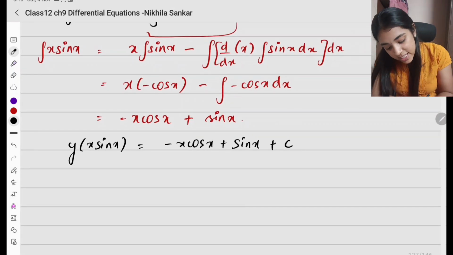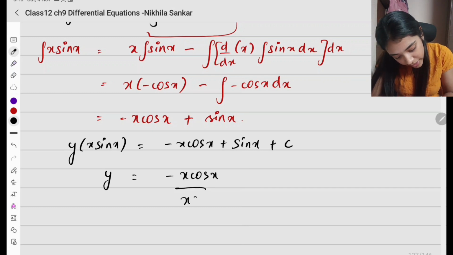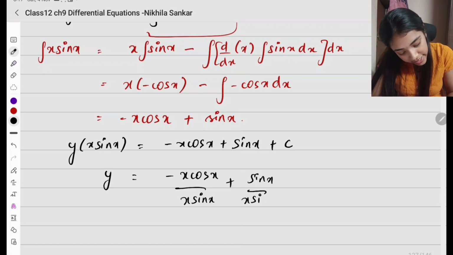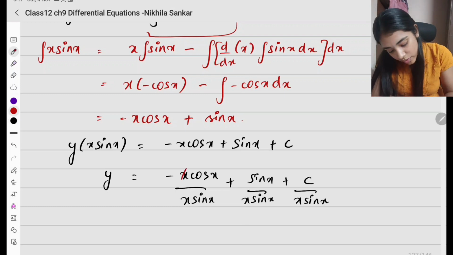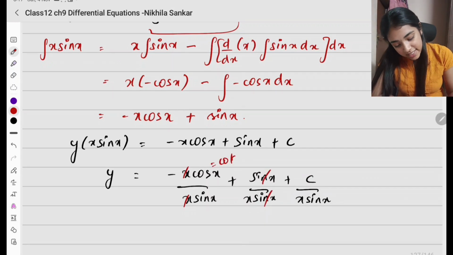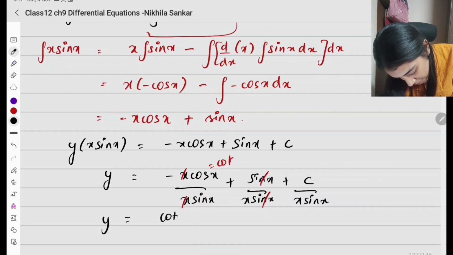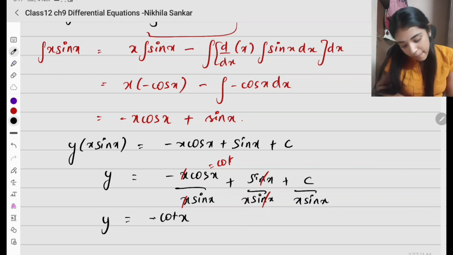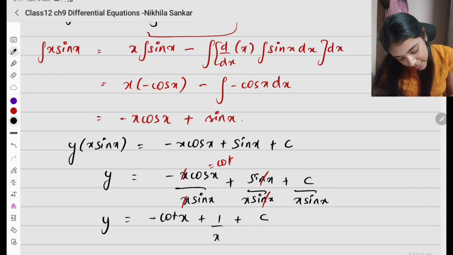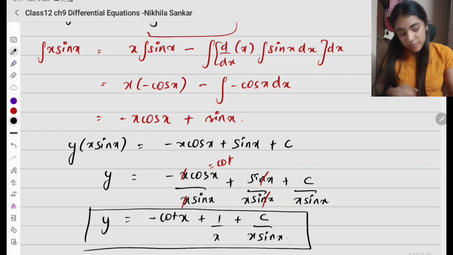Dividing the whole equation by x sin x, I have y equals minus x cos x divided by x sin x plus sin x divided by x sin x plus c divided by x sin x. So x cancel, cos by sin is going to give me cot. The sin cancel. So what am I left with? What is my final answer? Y equals minus cot x plus 1 by x plus c divided by x sin x. This is my final answer. Okay, please copy.